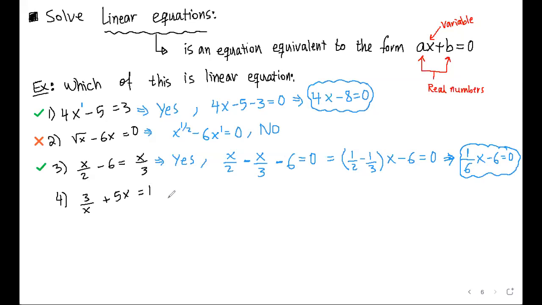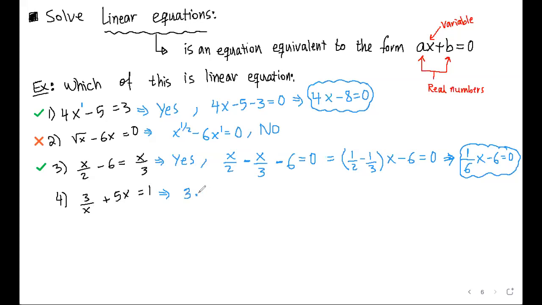Who will do the last one here? This is linear. I don't think it's linear because of the equation. The fraction here, right? Because of the fraction, yeah, the 3/x. So what does the 3/x actually look like?